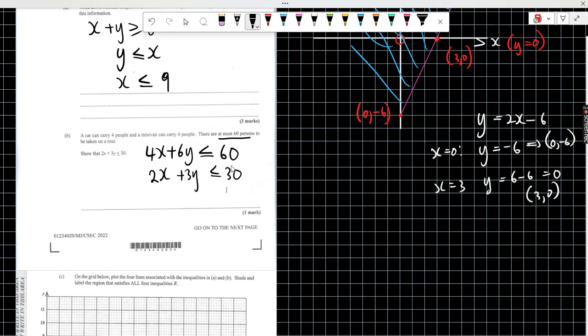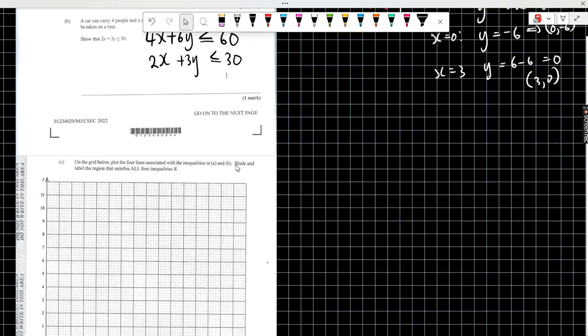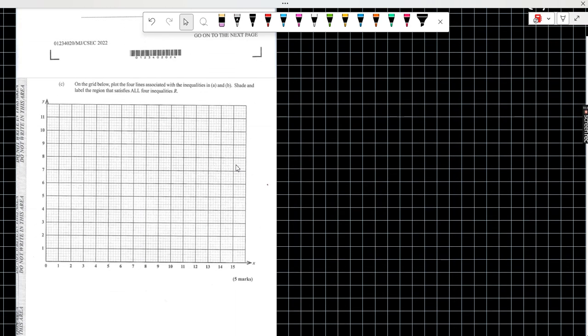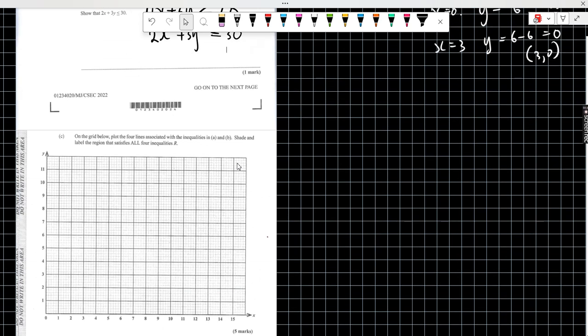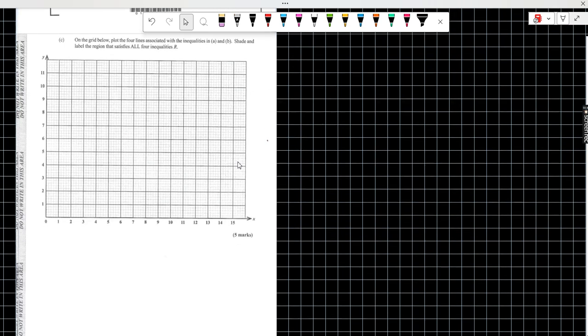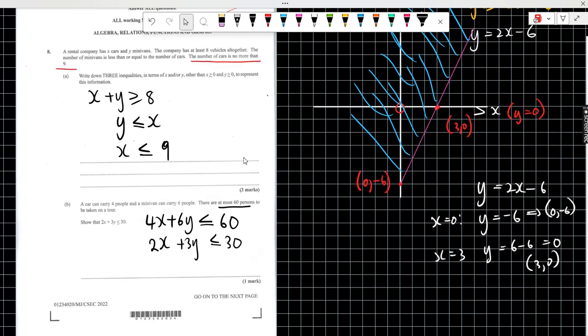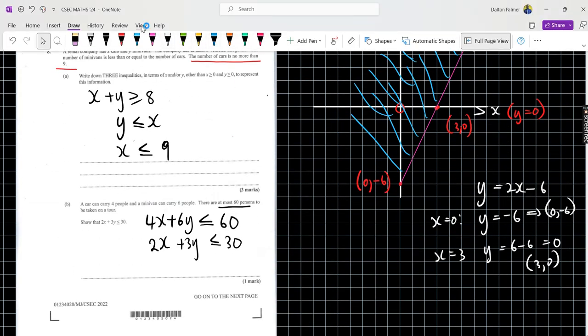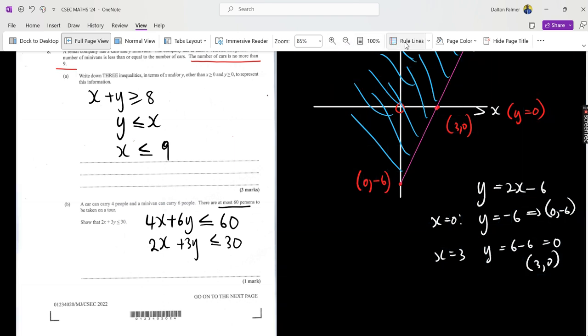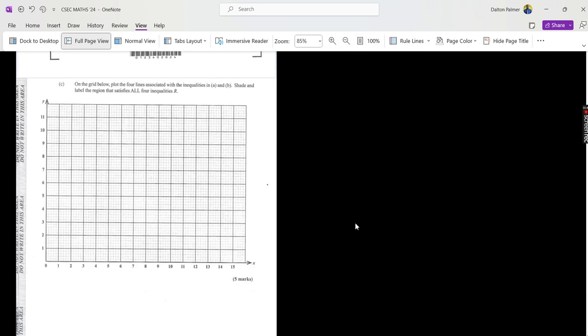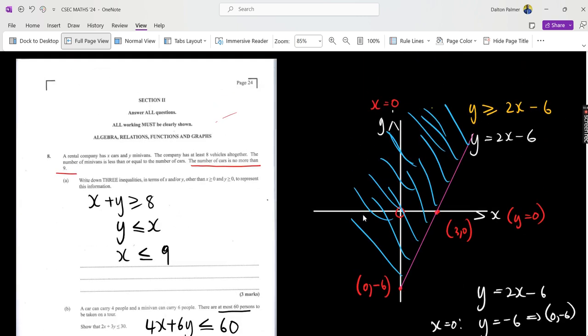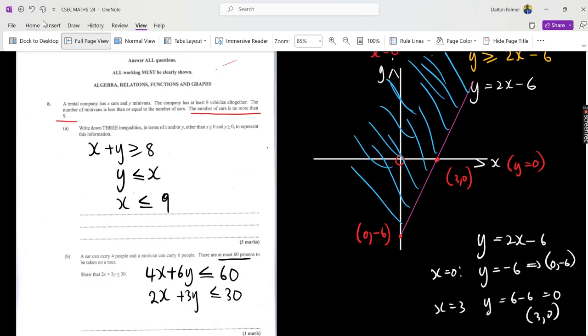All right, let's move on to the graph part of the question now. On the grid below, plot the 4 lines associated with the inequalities in A and B. Shade and label the region that satisfies all 4 inequalities. All right, so I don't think I need my grid anymore, so I will take off the grid because it can be a little bit confusing to look at. All right, so first of all, let me just jot down my 4 inequalities. Let me just copy these here.